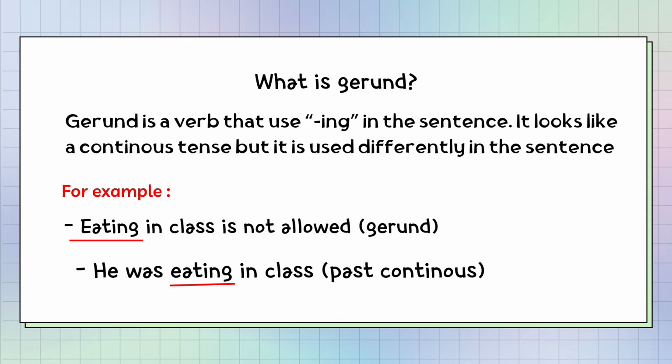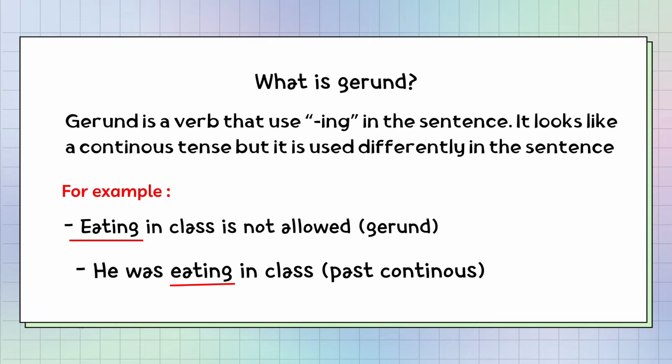First, before we learn deeply about gerund, we have to know what the definition of gerund is. So gerund is a verb that uses ing in the sentence. It looks like a continuous tense but is used differently in the sentence. So gerund has a function as a noun in the sentence.